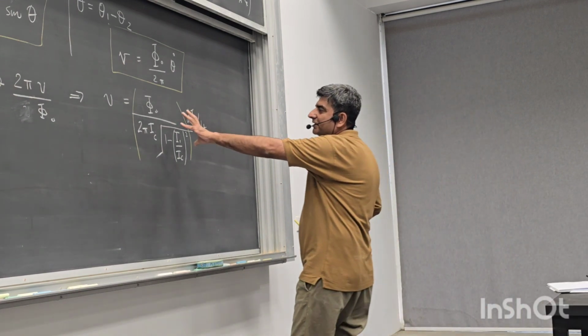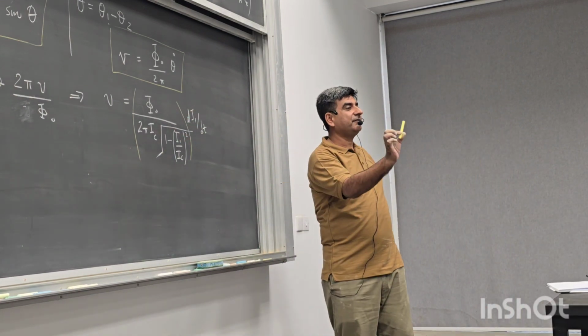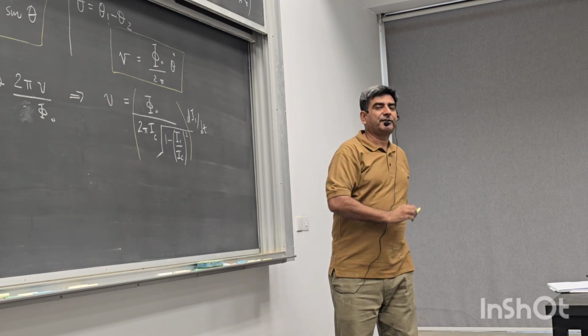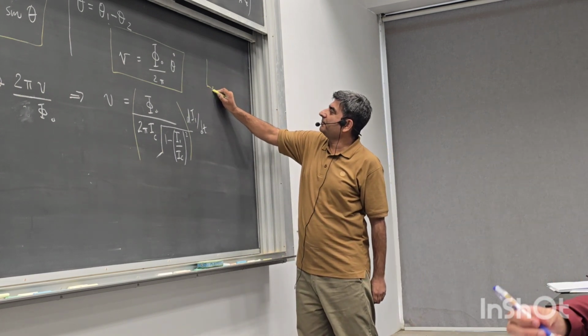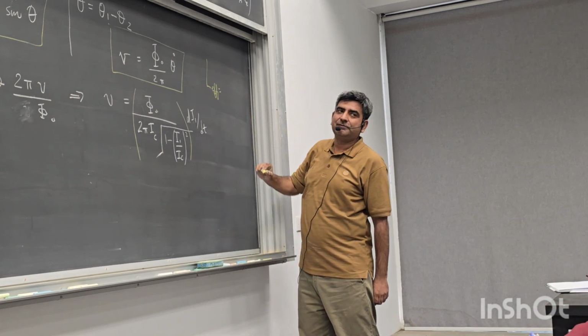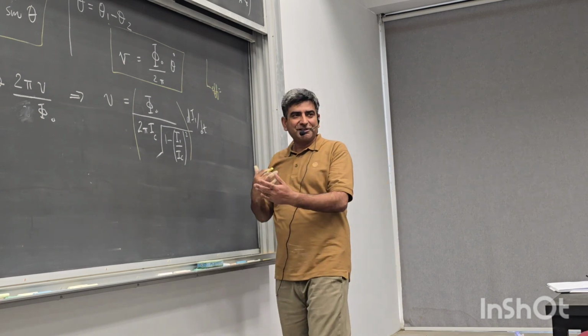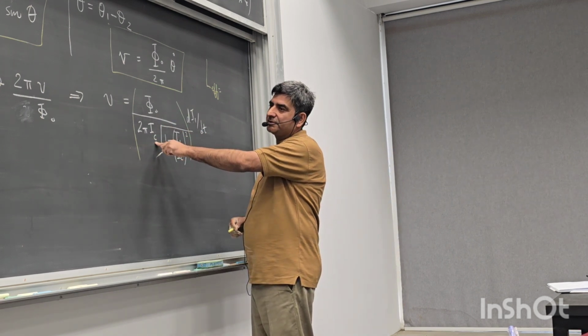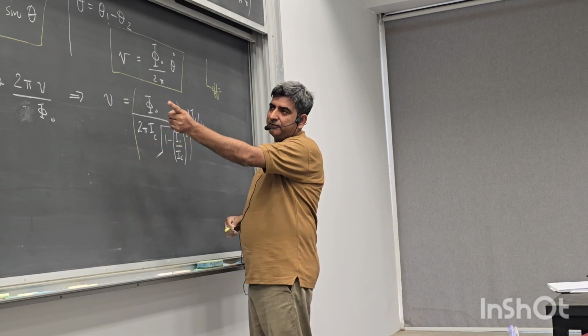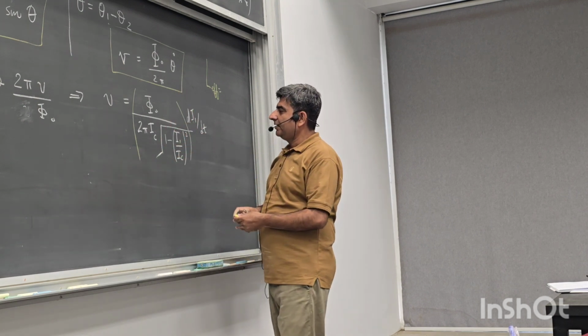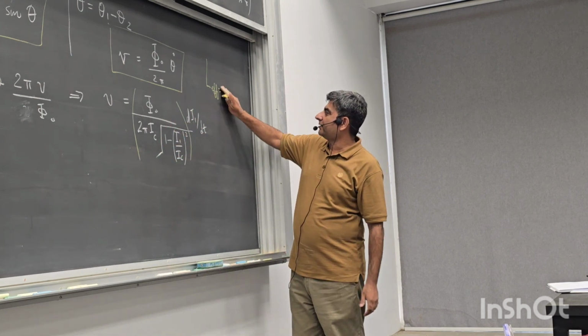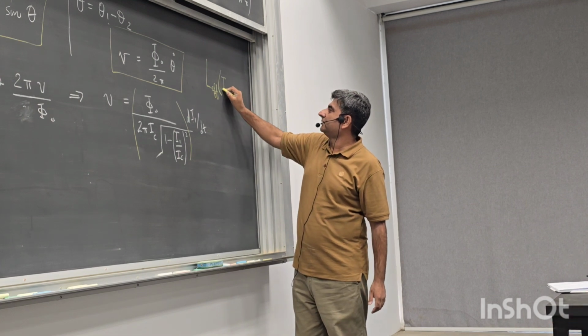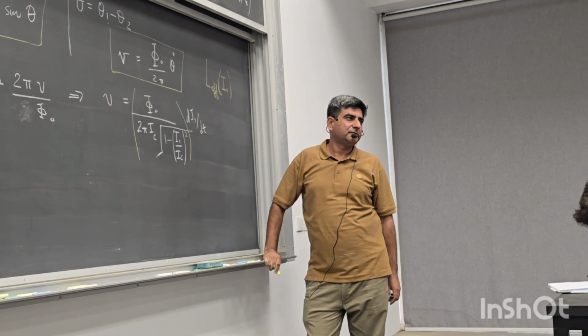So this object here is like an effective inductance, L, some effective inductance, which is now somehow quantized because this is phi naught over 2 pi IC, and depends upon the parameters of the junction. And this is now dependent on the current through the system.